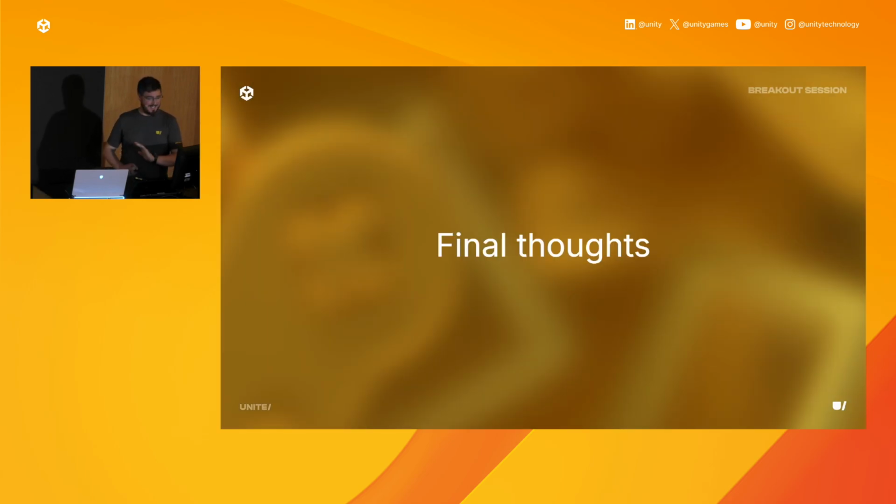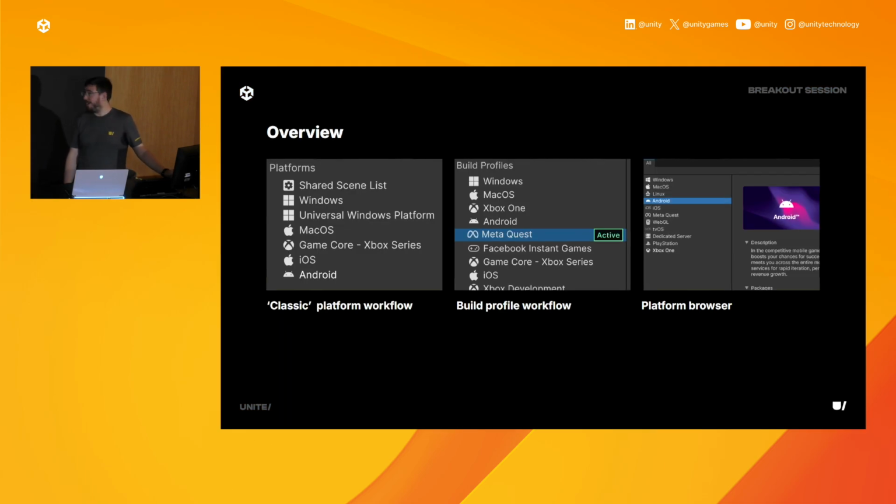So that's, I hope, everything you need to know about build profiles in Unity 6. So a quick overview of what we've looked at. We have taken a look at the main features of the new window, the classic workflow that you already know, the new build profile workflow, which is new, and we've had a look at the new customization options it provides, and we had a quick look at the platform browser.